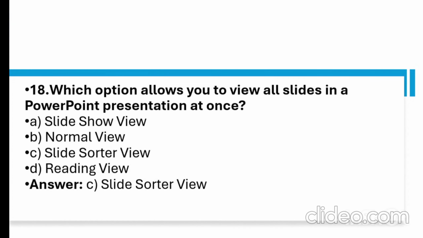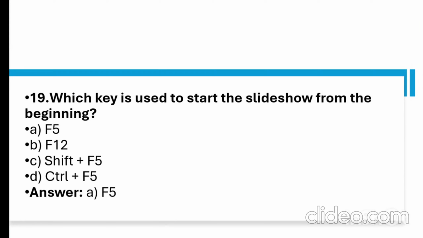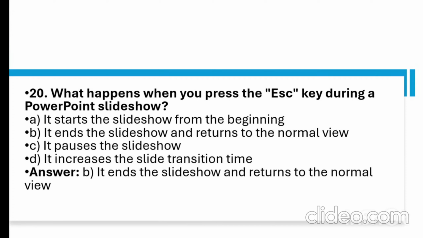Question number 18. Which option allows you to view all slides in a PowerPoint presentation at once? Options are A. Slideshow view, B. Normal view, C. Slide sorter view, or D. Reading view. So the correct answer is option C, Slide sorter view. Question number 19. Which key is used to start the slideshow from the beginning? Options are A. F5, B. F12, C. Shift plus F5, or D. Control plus F5. So the correct answer is A, F5.